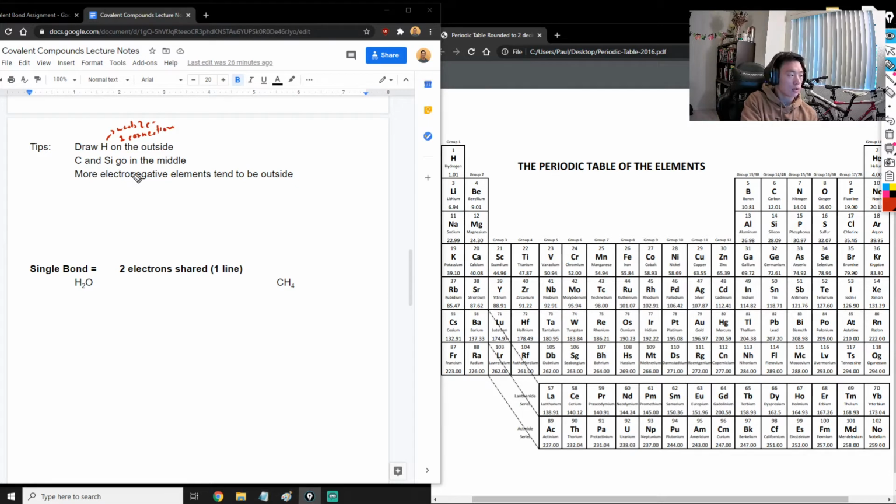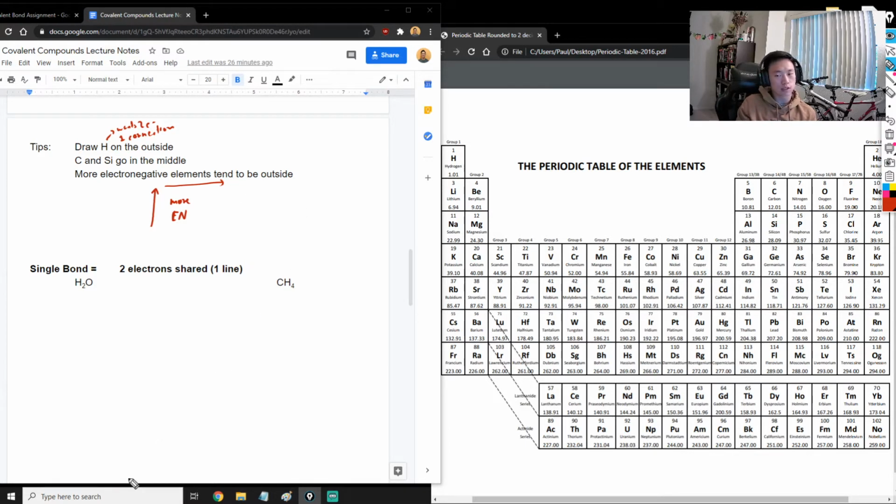Okay, carbon and silicon always go in the middle. So just make sure that when you're drawing a structure, you're planning it out, you put them in the middle. And more electronegative elements tend to be on the outside. And so as you go up and right on the periodic table, we know that the elements are more electronegative, so elements that are on the top right tend to be on the outside of the structure.